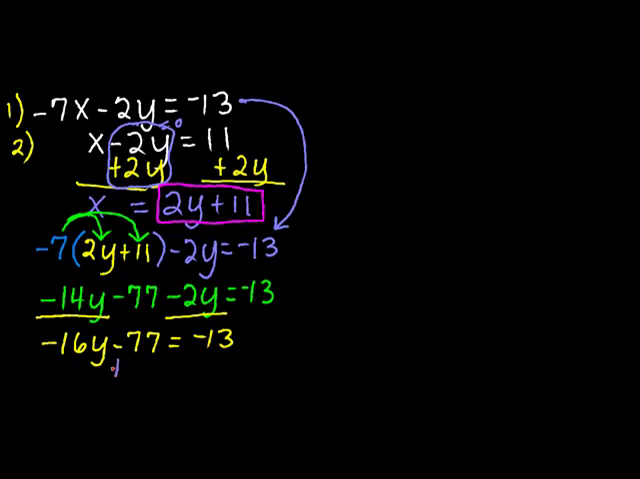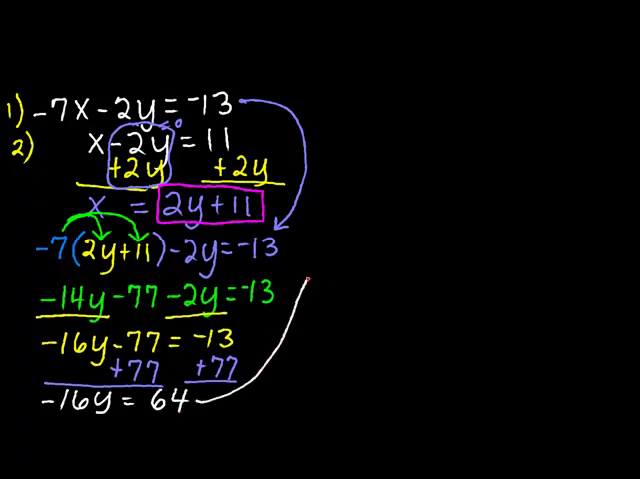I'm going to go ahead and add 77 onto both sides. And I'm going to get negative 16y, that's 0, equals, well, whatever negative 13 plus 77 is. Looks like 64. Okay. Now I'm going to rewrite this because I'm running out of room. I'm going to write it way up here. Negative 16y equals 64.